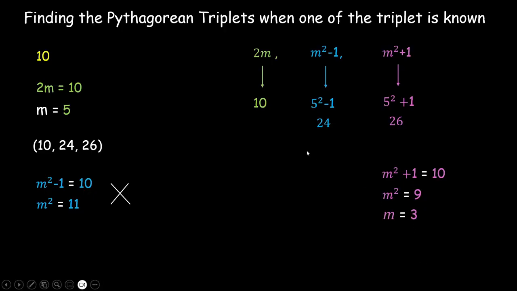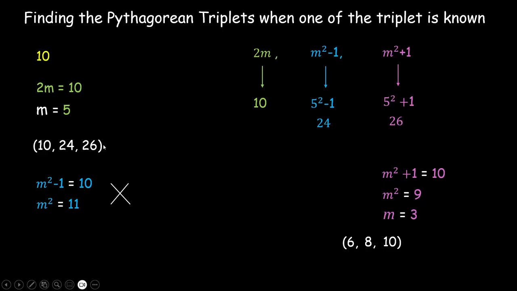Since m is 3, 2m will be 2 into 3, that is 6. 3 square minus 1, 9 minus 1 will give us 8. And 3 square plus 1, so 9 plus 1 will give us 10. So 6, 8 and 10 are the triplets. This is a valid result and this is a valid result as well.